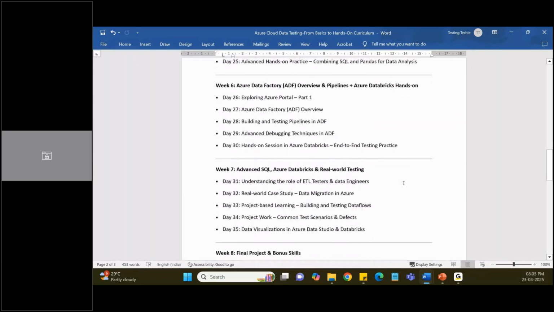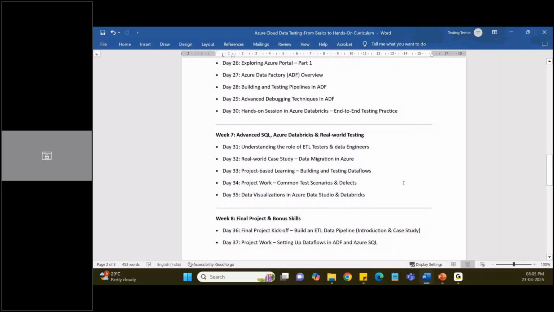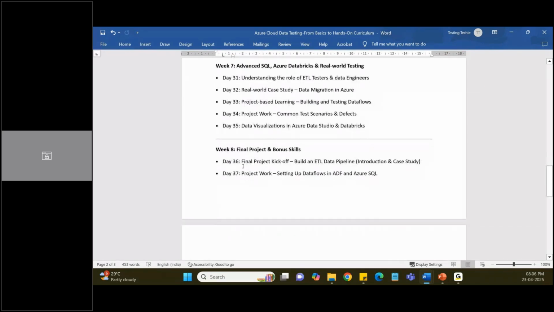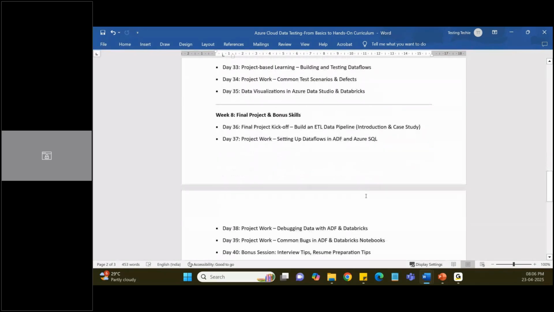Then in week 7, we will go through hands-on sessions related to real-world case studies. Based on the overall topics that we have covered, like the SQL side and the ETL side, we will be having some hands-on sessions on project-based learning. We'll cover all those in week 7, and then in week 8 we will build another project with a full ETL pipeline, data pipeline.